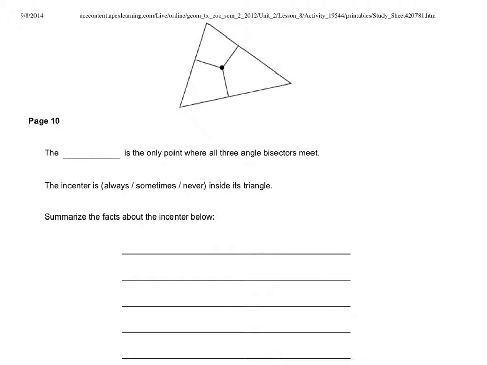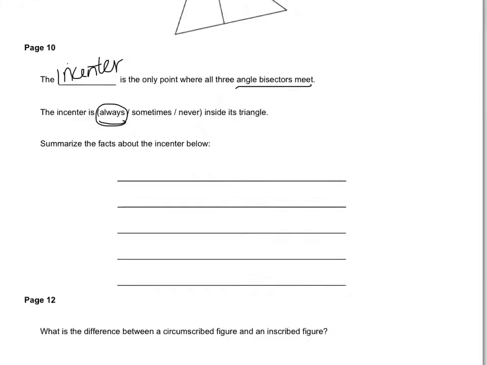So skipping to page 10, it says the incenter is the only point where all three angle bisectors meet. It's important to note that the incenter is always inside the triangle. It's always going to be inside the triangle. It can never be outside. So we're going to skip on.